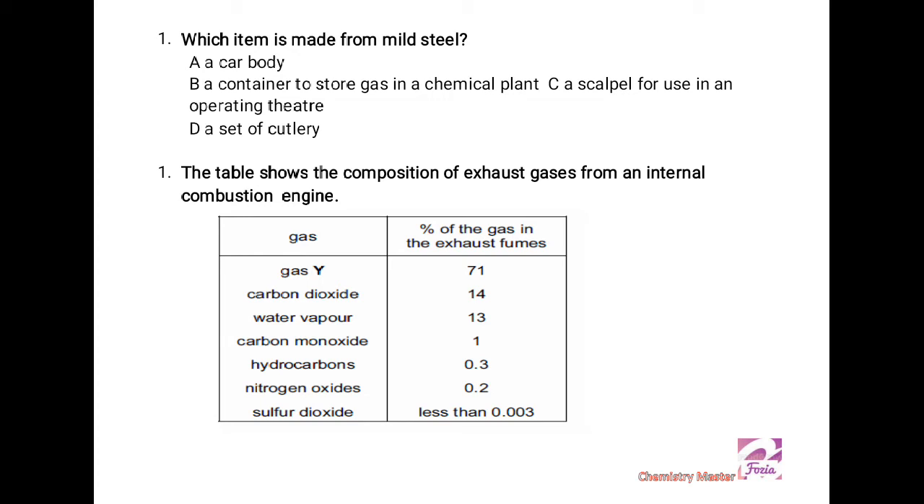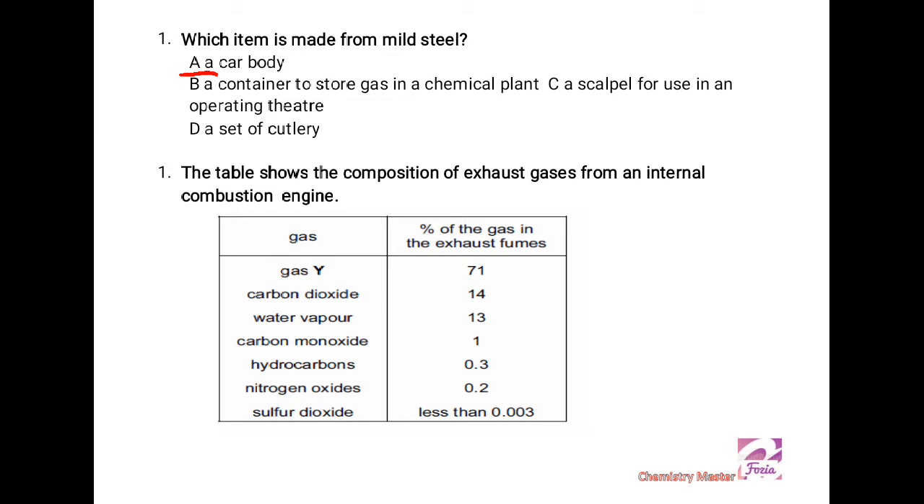When we talk about mild steel, it has very low carbon content in it, and it is used in making car bodies and machineries. But when we talk about high carbon steel, it contains 0.45 to 1.5% carbon in it. It is very strong, and is used in hammers, saws and other cutting tools. So out of the given options, mild steel is only used in making car bodies.